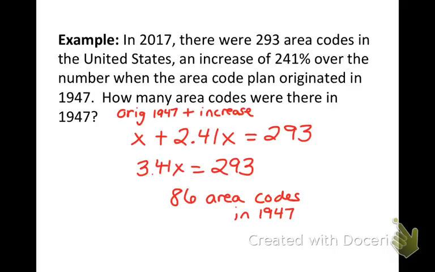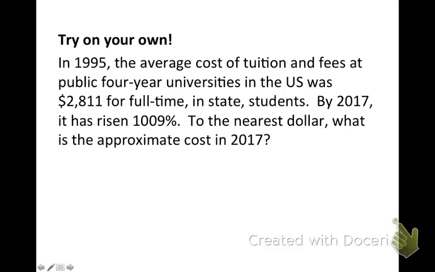Okay. All right, now the one that's on the try your own, and then we'll just stop here because we're out of here at 27. Got 5 minutes. There is a typo. Your college tuition has increased much more than 109%. So in 1995, the average cost of tuition and fees of public four-year universities in the U.S. was $2,811 for full-time in-state students. That'd be nice, right? By 2017, change 109 to 1,009. That's a pretty big difference. I wish it was 100. To the nearest dollar, what is the approximate cost in 2017?